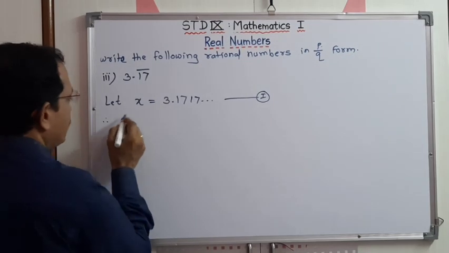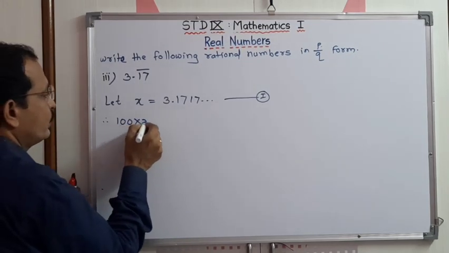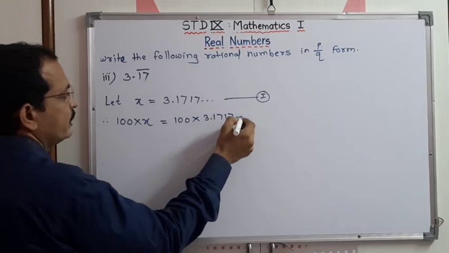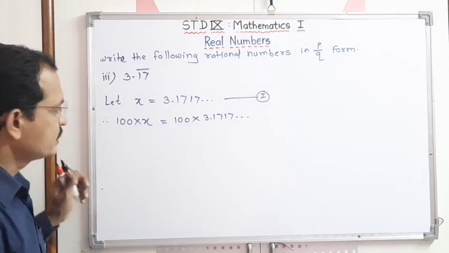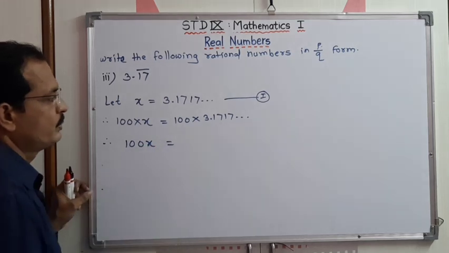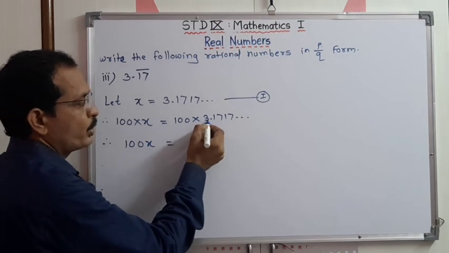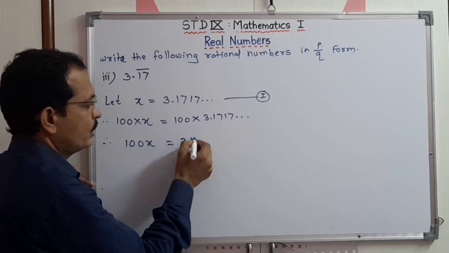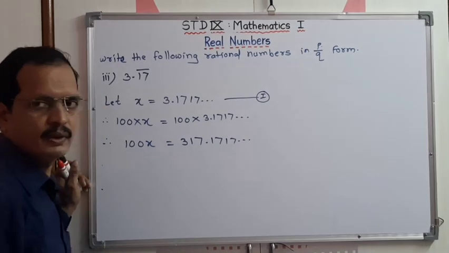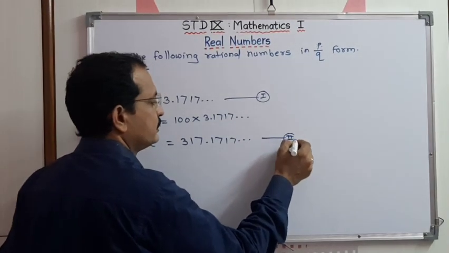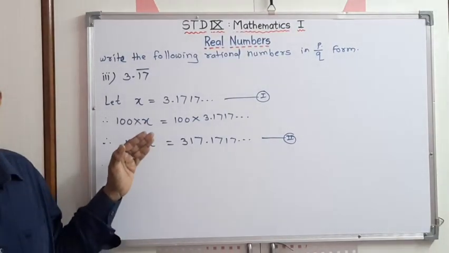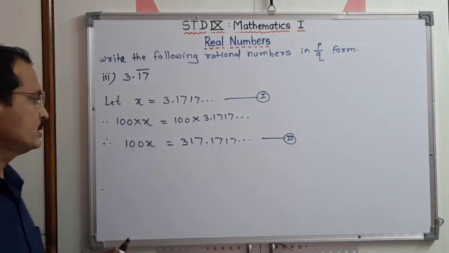Therefore we can multiply this x with 100. 100 into x is equal to 100 into 3.1717 and so on. Now the simple thing is 100 into x, it is 100x is equal to, we have to shift this decimal point 2 digits, therefore 317.1717 and so on. This is the second statement. We multiplied this with 100 and now what we have to do? We have to subtract the first from the second.